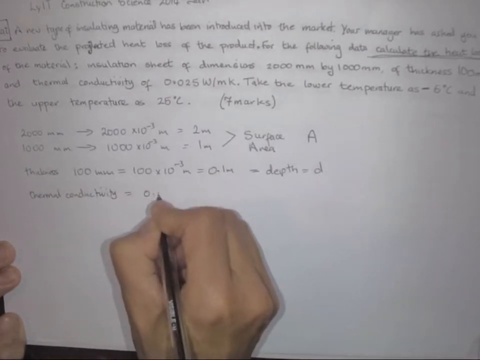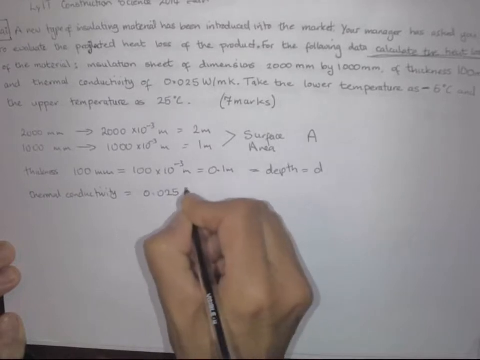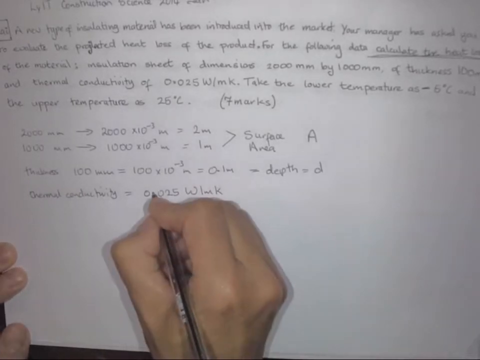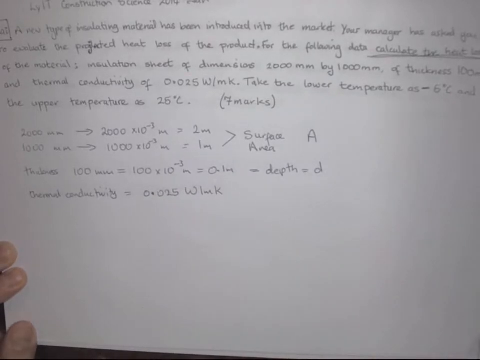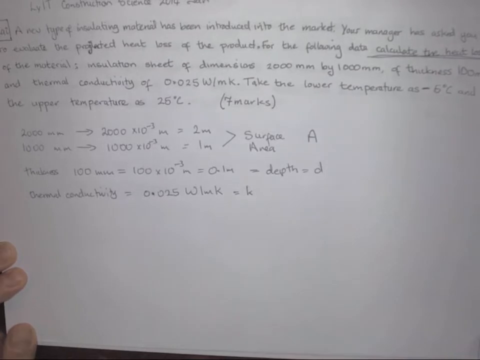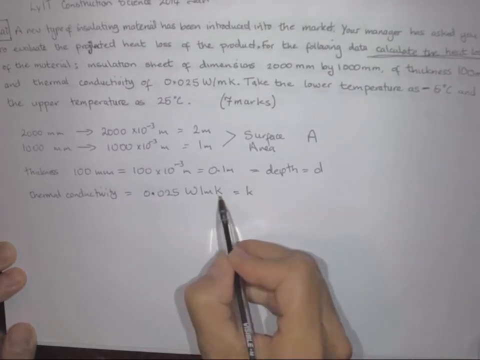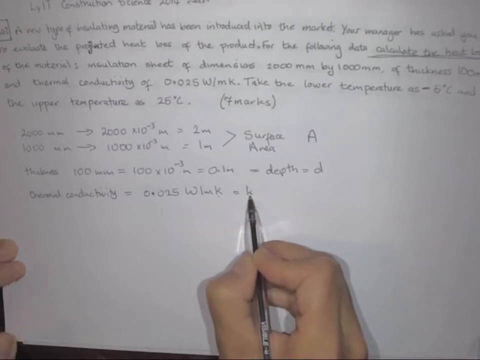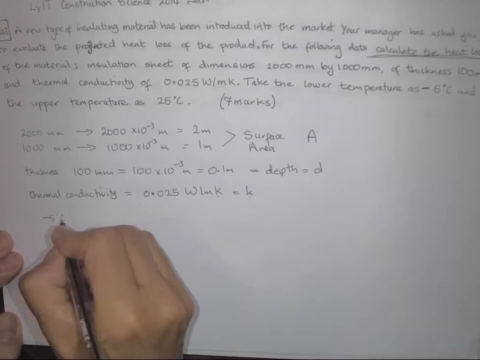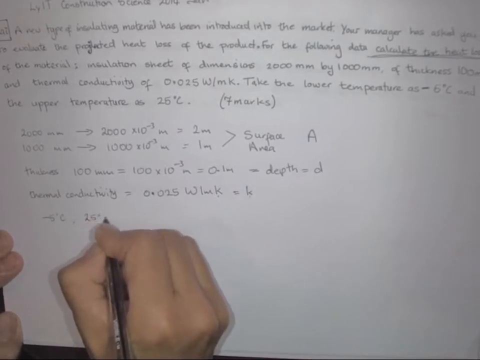Of 0.025 watts per meter Kelvin. And you may not know the letter for that, but the constant of thermal conductivity is given the letter small k. Okay, so this capital K is Kelvin and the small k is the constant of thermal conductivity. And two other things we've been given are two temperatures, -5 degrees Celsius and 25 degrees Celsius.